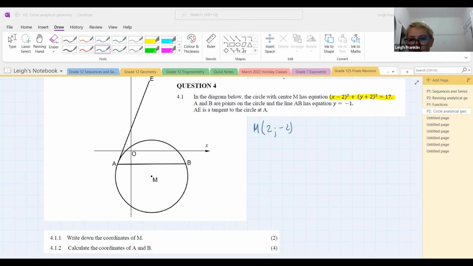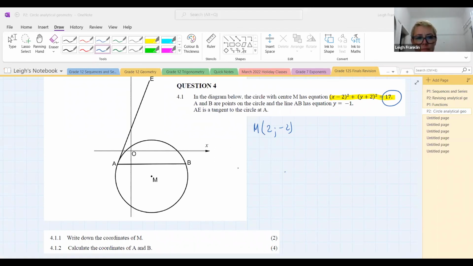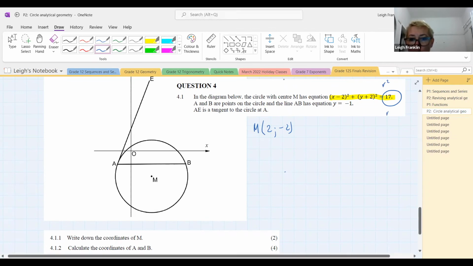What does the 17 over here represent? What are they telling us? Yeah, r squared. Okay, so just be careful. On the right-hand side, this is r squared. So r squared is equal to 17. If they did ask you for the length of the radius, you would have said root 17. I don't think it's one of the things they're going to ask us, but there we go.